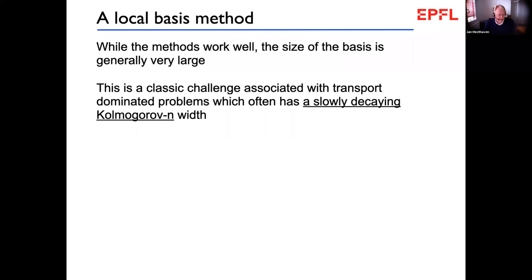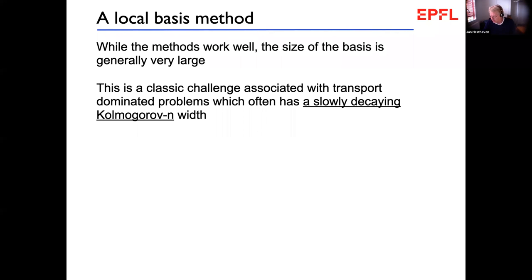Now, all the methods we have looked at so far, we're trying to do a global representation of the manifold with a global basis. And it is well known that especially for transport-dominated problems, this works quite poorly. In other words, you have a very slowly decaying Kolmogorov n-width, and therefore the global basis ends up being very large. On the other hand, it is also well known that if you look locally, say for a very short time, you can do very well, so with a small basis.